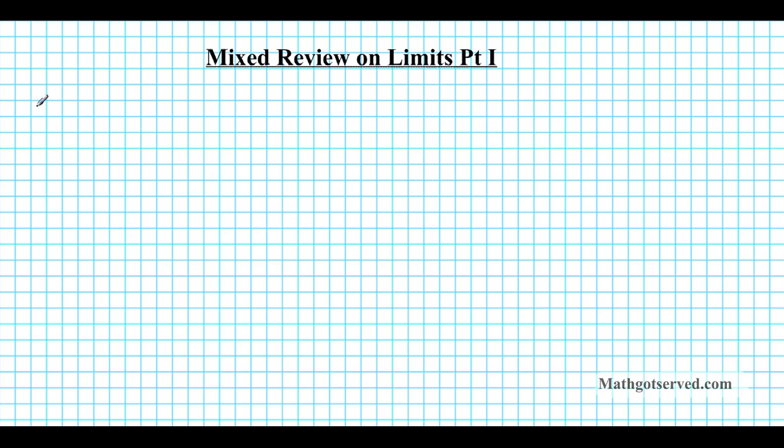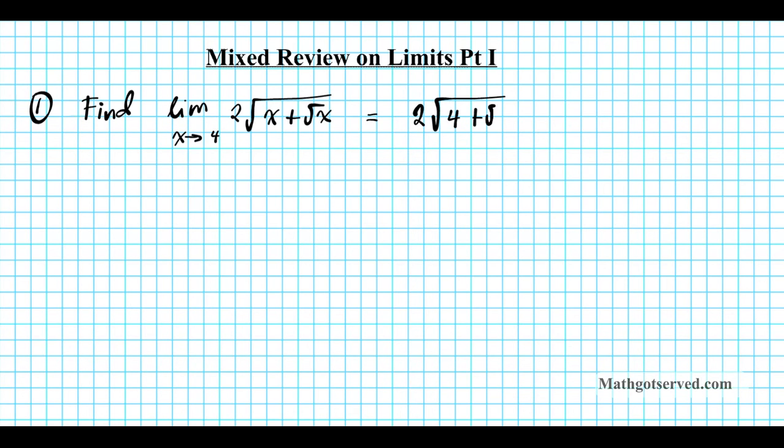So let's go ahead and take a look at question number one. We need to find the limit as x approaches 4 of 2 times the square root of x plus the square root of x. To evaluate this limit, we can just plug in the value that x is approaching, so we can evaluate this by substitution. This becomes 2 times the square root of 4 plus the square root of 4.